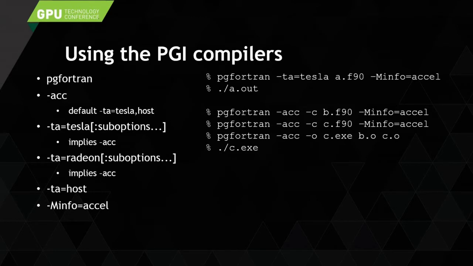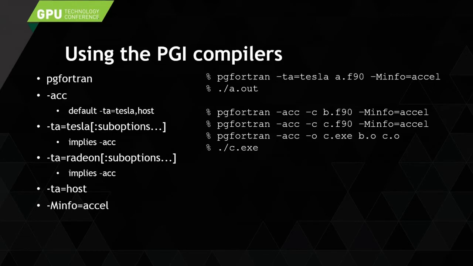If you just say -TA, it implies -ACC. You don't have to specify them both. The default is TA equals Tesla, host. What that means is at runtime, the runtime will auto-detect, do I have a Tesla accelerator? If I do, I'll use it. If I don't, I'll just run everything on the host.